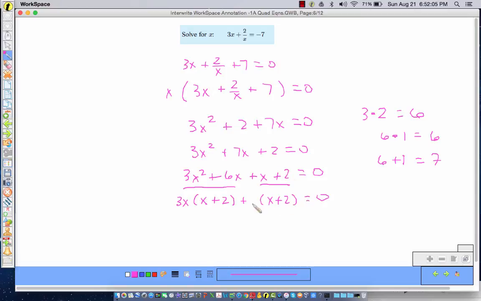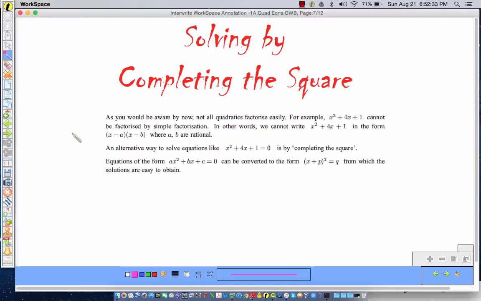Now I have two distinct terms that have x plus 2 in common, so I factor that out of each of them, and what do I have left? I have a 3x, and the coefficient of this entire term is 1. And from here, you should be easily able to see that x equals negative 2 or x equals negative 1/3. Boo-yah! All right.